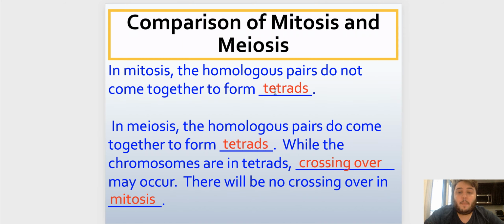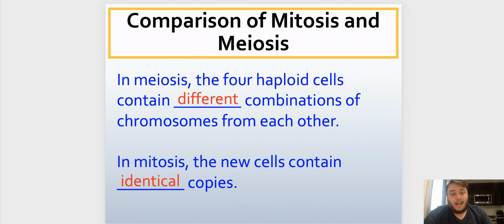In mitosis, the homologous pairs do not come together to form tetrads, but in meiosis, they do come together to form tetrads. And then, while they're in tetrads, crossing over may occur. There is no crossing over in mitosis because all the DNA stays the same. There's only a change in DNA during meiosis. And last but not least, in meiosis, the 4 haploid cells contain different combinations of chromosomes, right? And in mitosis, the new cell contains identical copies of genes.